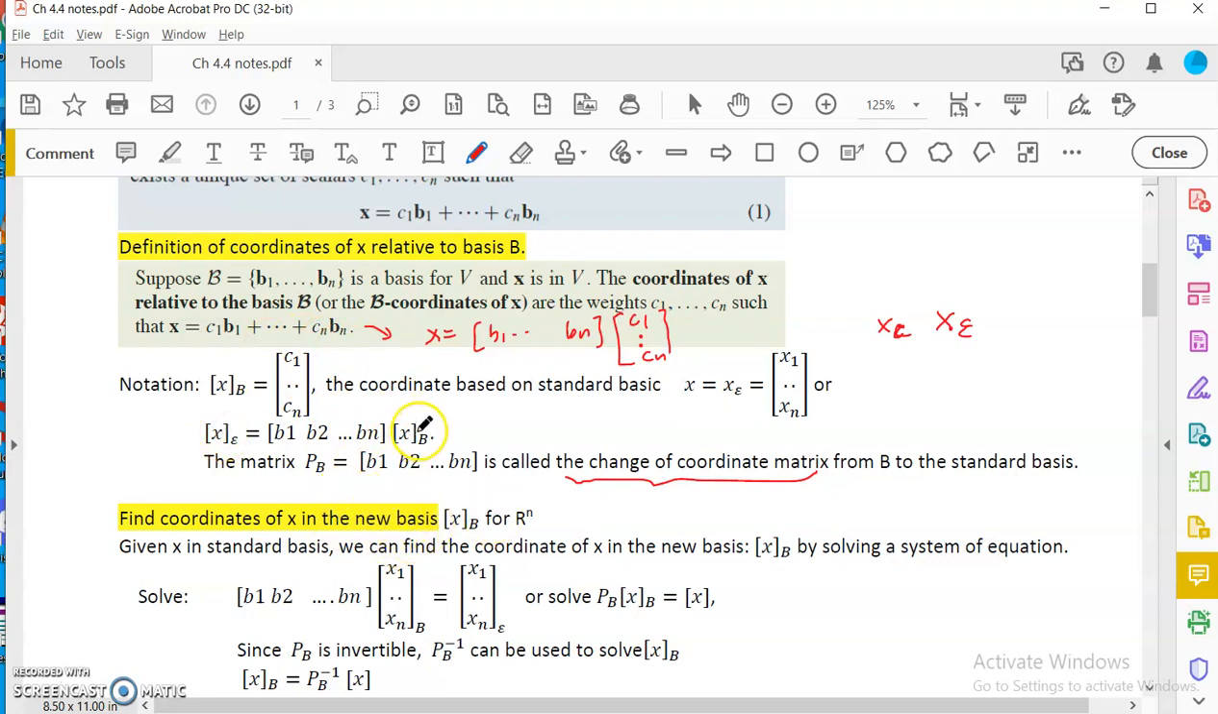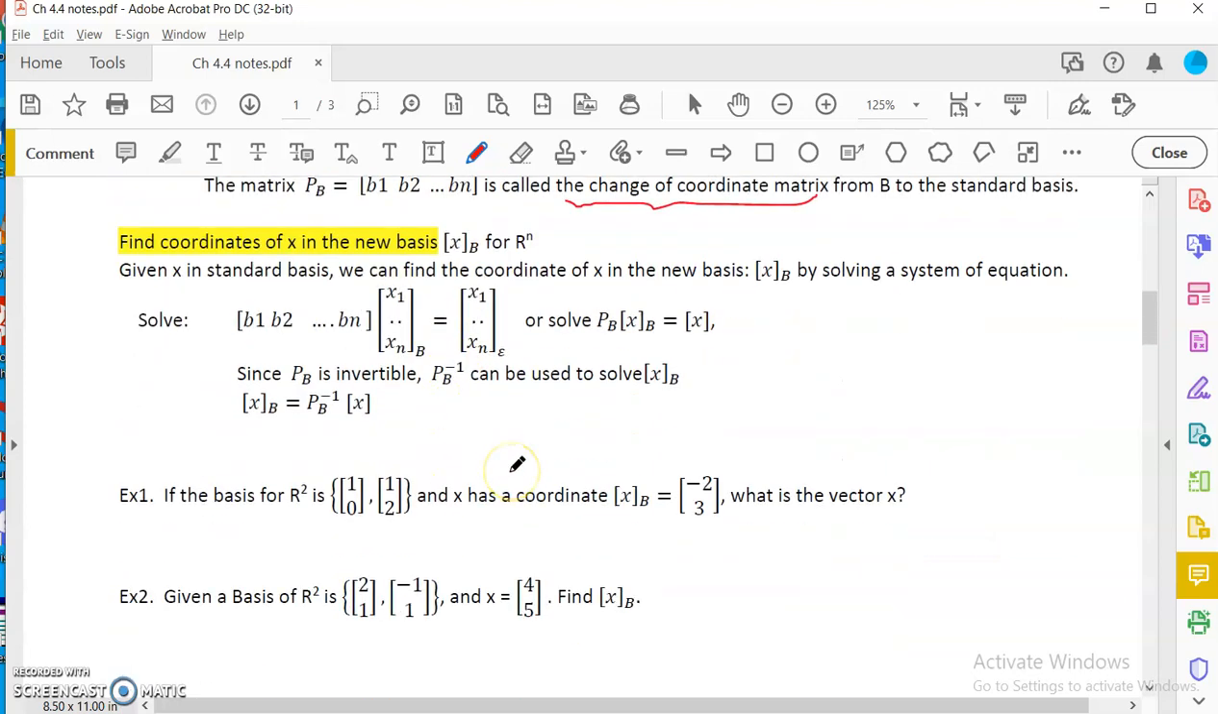Just know these names. This is called the coordinate vector based on B, x_B. This is the real vector x. This is x based on B. And the relationship between them is that x equals the change of coordinate matrix, all the B's together, times x_B.